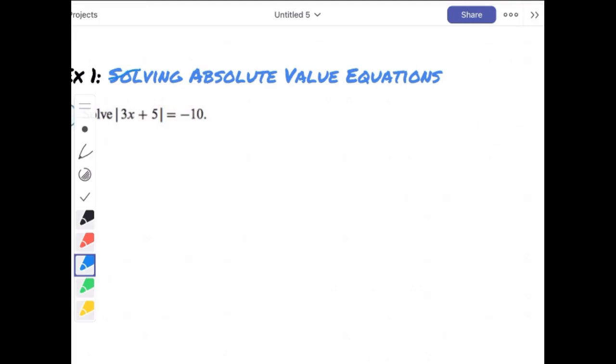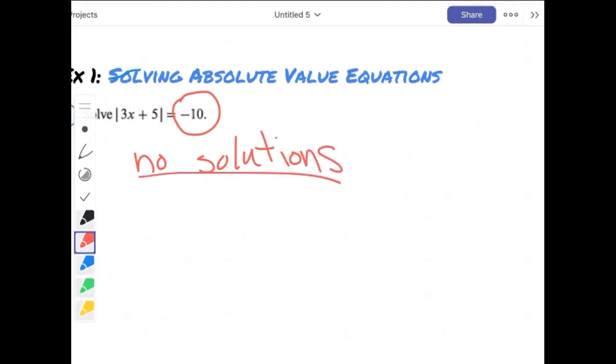Here we have solve the absolute value of 3x plus 5 equals negative 10. Okay, this is a quick one. Good thing to note: absolute values will always be equal to positive numbers since we're dealing with distances. So if we're dealing with an absolute value and it's equal to a negative number, that's going to be no solutions. Okay, so pay attention for that.